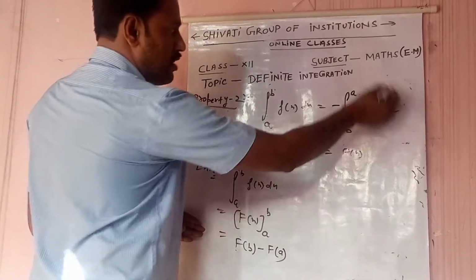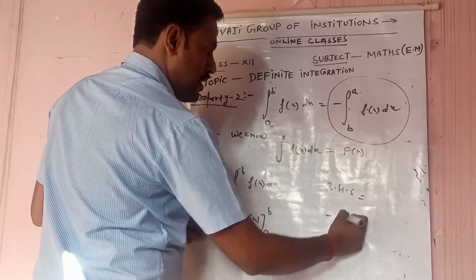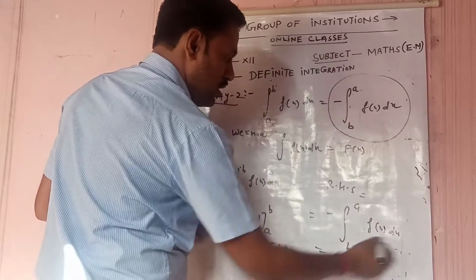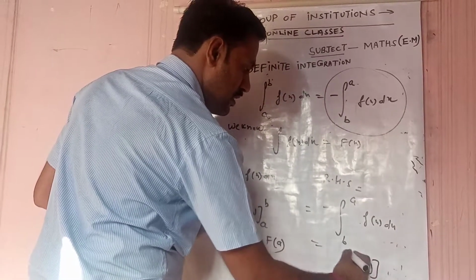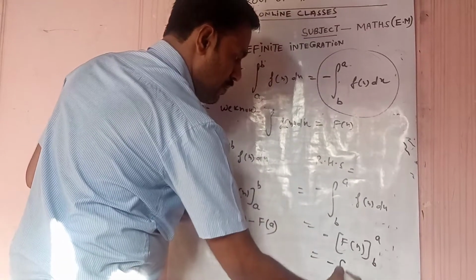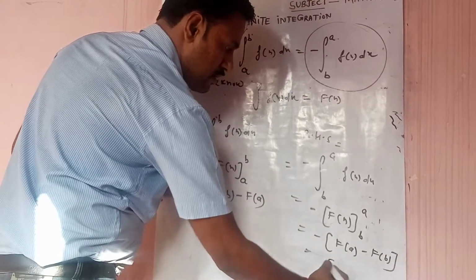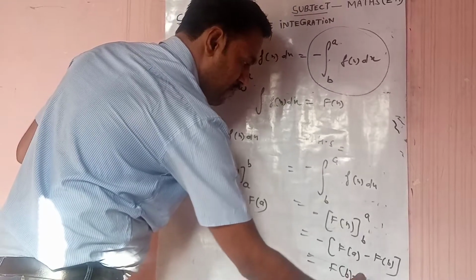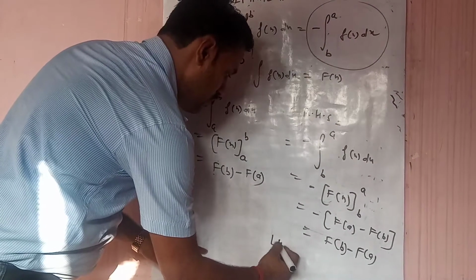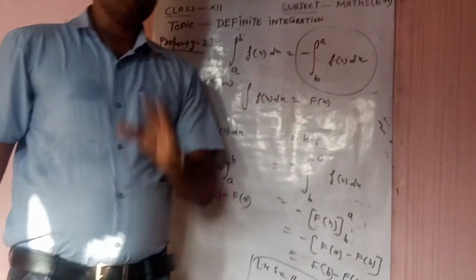So students, now take this RHS. The RHS is minus the integral from b to a of f(x) dx. The function is the same, so the integration of this function is always F(x), and there is a minus sign, then the limit is b to a. So apply firstly the upper limit, then this is F(a) minus F(b). So the minus multiplies into the bracket, which gives F(b) minus F(a). So students, you can see that the LHS equals the RHS. Hence proved property number 2. This is how property number 2 is proved, students.